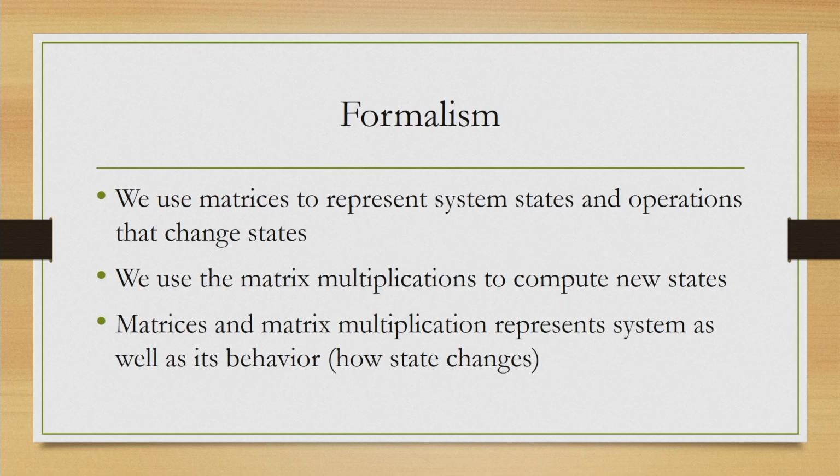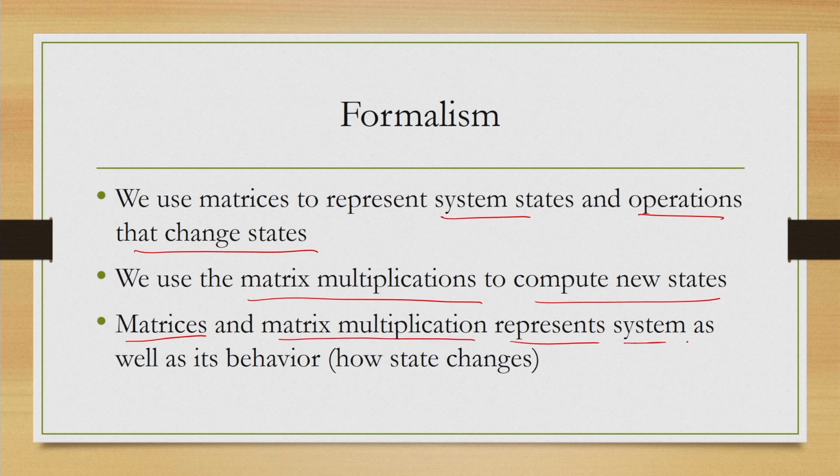Now, we can use these matrices to represent the system states and the operations that change states, and we use matrix multiplications to compute the new states. So, these matrices and matrix multiplication represent the system as well as its behavior, how the state changes. That is the formalism that we are using to represent our system and its behavior. You may have noticed that we are using a language to represent the formalism. The language is matrices and matrix algebra. Using that language, we manage to represent our system and its behavior.